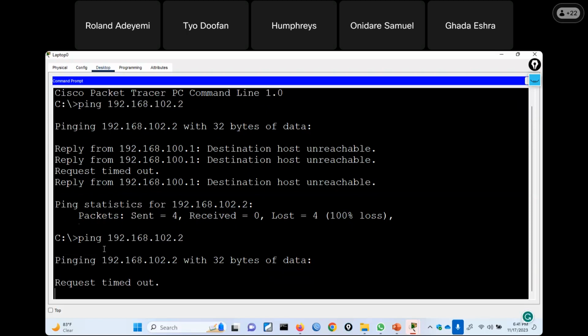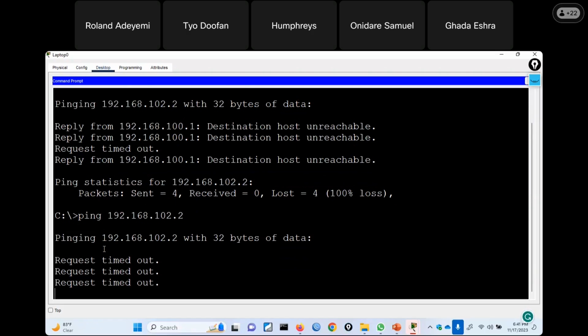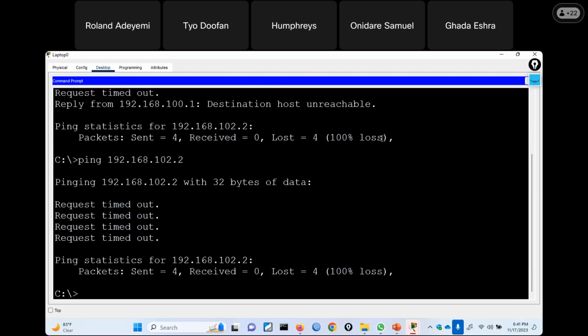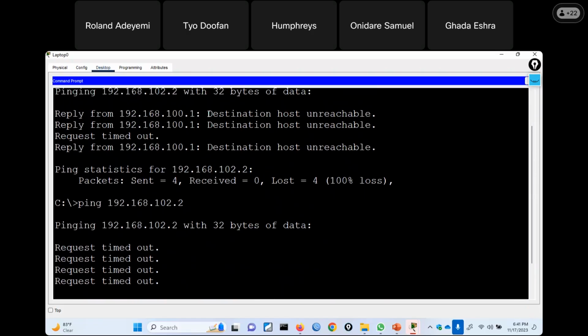I like networking. And when you know what you are doing, it's sweet. You see that the message we are getting right now is different from what we got before. Before, we got destination host unreachable. Anytime you get that kind of message on your network, you know that there is a serious problem. Once you see destination host unreachable, it's a serious problem.